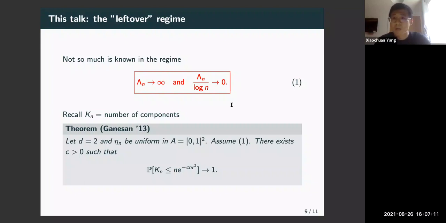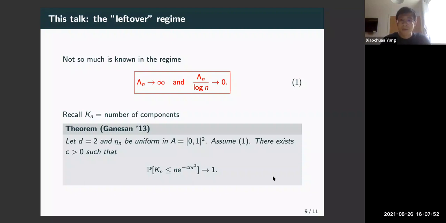In this case, not much is known actually. There is a very nice result of Ganison from a few years back. He considered dimension 2, and the points are sampled uniformly from the 2-dimensional square. In this regime, he showed that there exists a non-specified constant C such that Kn over n, the ratio, the proportion number, decays exponentially in lambda n. Recall that this is exactly lambda n when d is equal to 2.